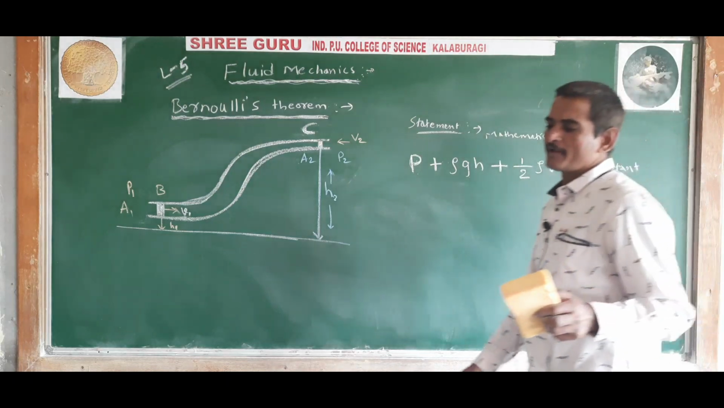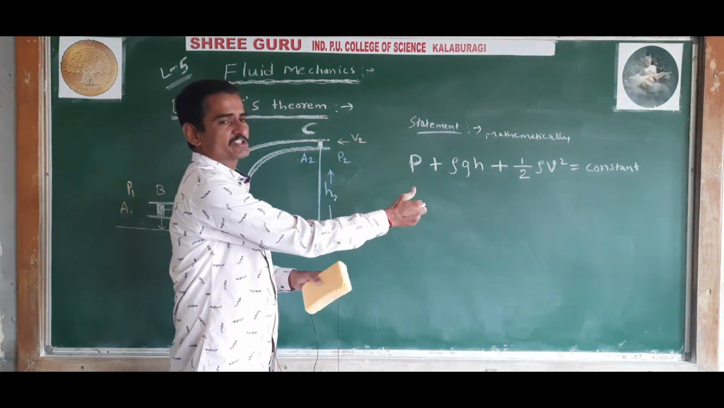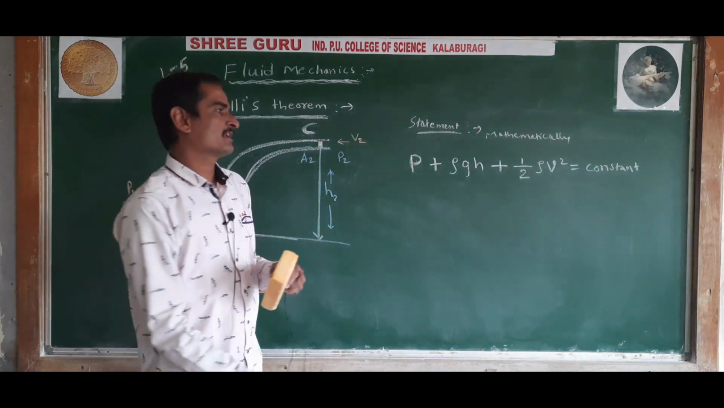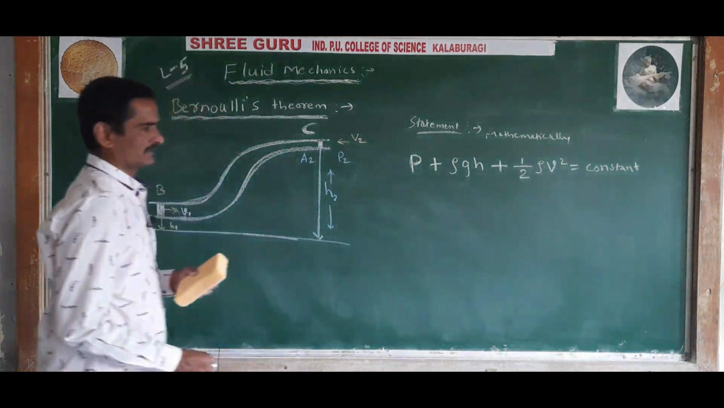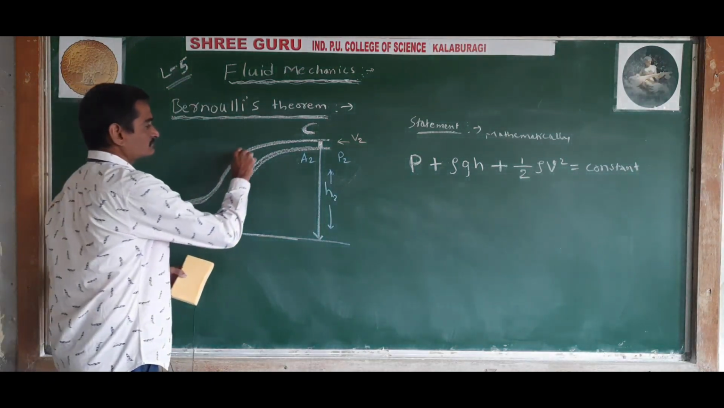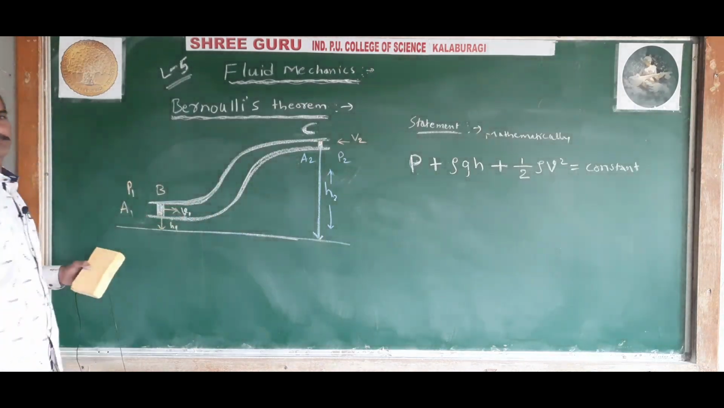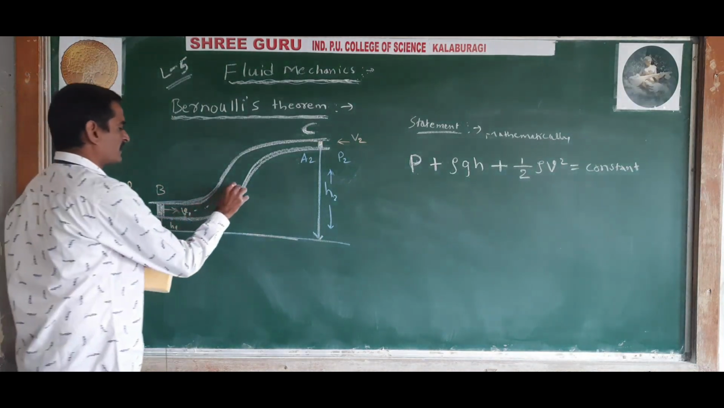For an ideal fluid having streamlined flow, the sum of pressure energy, potential energy and kinetic energy per unit volume will remain constant. So now let us prove this. To prove this one, consider an ideal fluid flowing through a tube of varying cross-sectional area.